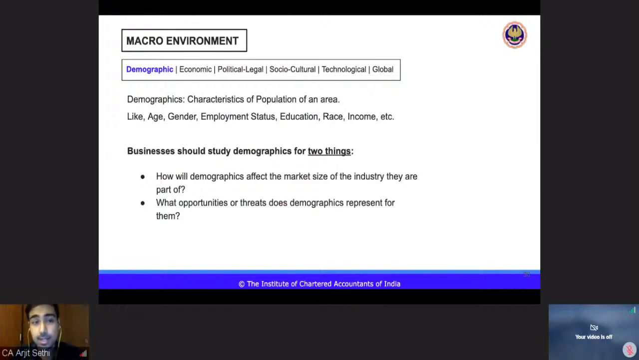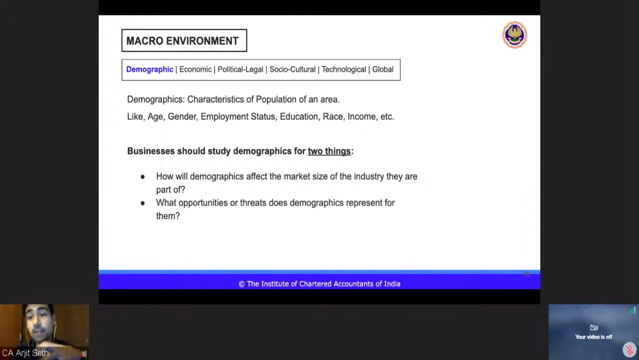What is demographic? Demographic basically means the characteristics of the population of an area, like age, gender, employment status, education status, race, income, right? What is the age of that particular population? If I talk about India, we have a lot of young people, like 60% of the population is between 18 and 30, right? So that is a demographic, a characteristic of the population of the country.